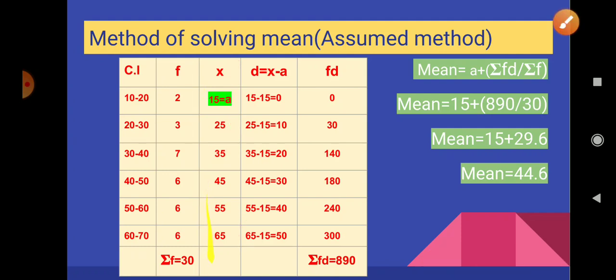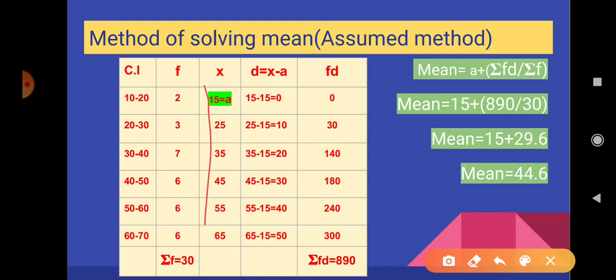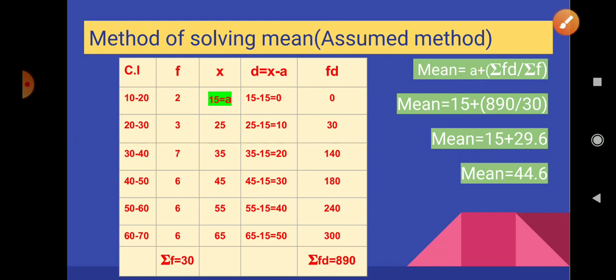So you got all the mid values here. In this, which is the lowest one? 15 is the lowest one. So I took a equal to 15. As the name itself says, assumed, let me consider a equal to 15. In the formula, it is a. So please select the lowest number in the column x, that is the class mark. Here the lowest number is 15, so let a be 15.